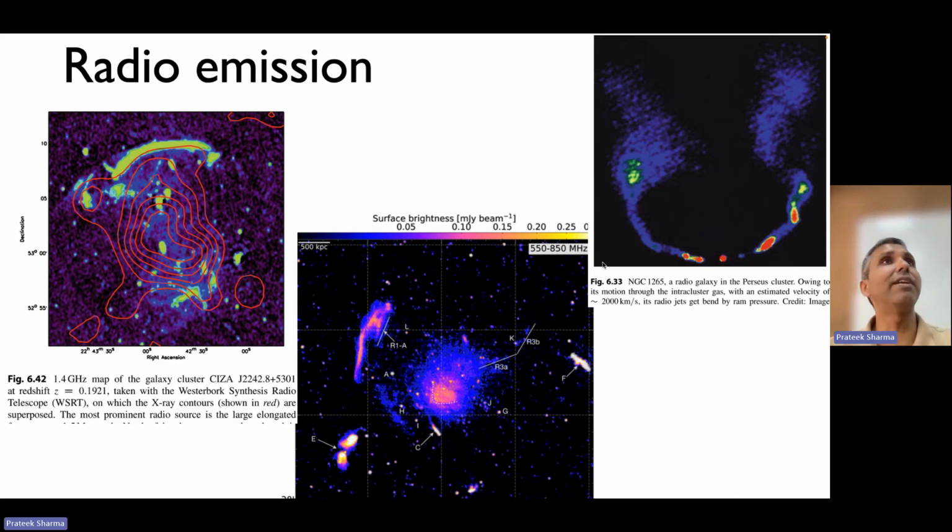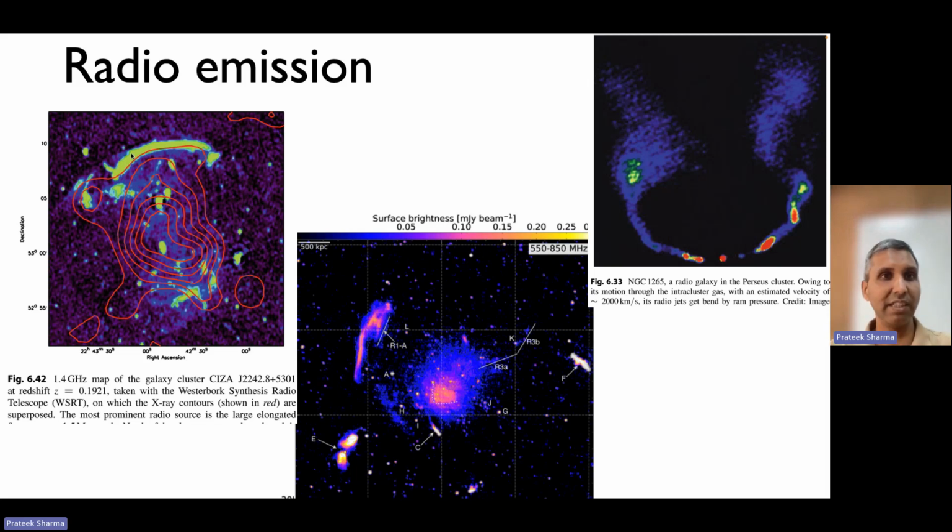Galaxy clusters also emit in radio. So these are 3 examples of radio emission from galaxy clusters. This is a very large scale. The size of this is a couple megaparsec. This is a very large structure called a radio relic, and this is supposed to happen if you have a collision between 2 galaxies in a cluster. So this is like a shock where electrons are accelerated and they emit synchrotron radiation. So you can actually see it here.